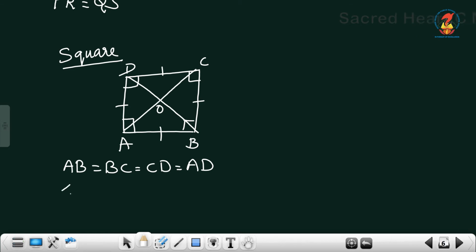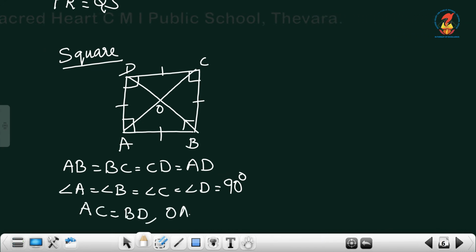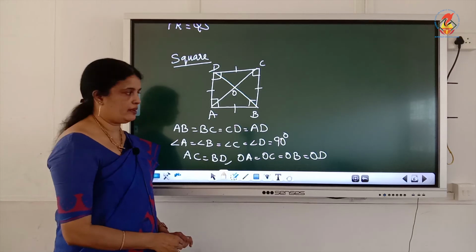All the sides are equal. All the angles, angle A, angle B, angle C equal to angle D equal to 90 degree. And AC equal to BD. OA equal to OC equal to OB equal to OD. This type of parallelograms are called square.